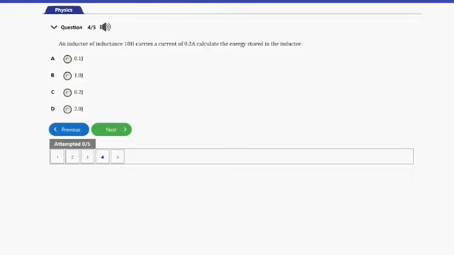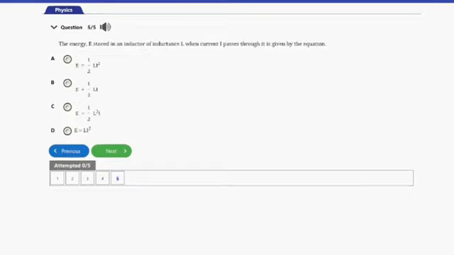Let's go ahead and check out the next question, guys. That's question number 5 and the last here. It says the energy E stored in an inductor of inductance L when current I passes through it is given by the equation A. E is equal to half Li squared. B. E is equal to half Li. C. E is equal to half L squared I. D. E is equal to Li squared. So the answer to this question is option A here. That's E is equal to half Li squared. And that's it for this question, guys.